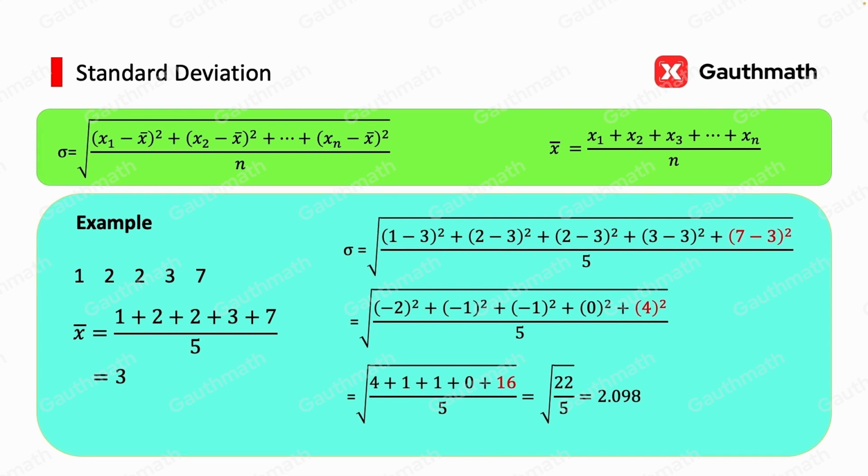Notice that the value 7 contributes the most to standard deviation because it is the furthest from the mean.